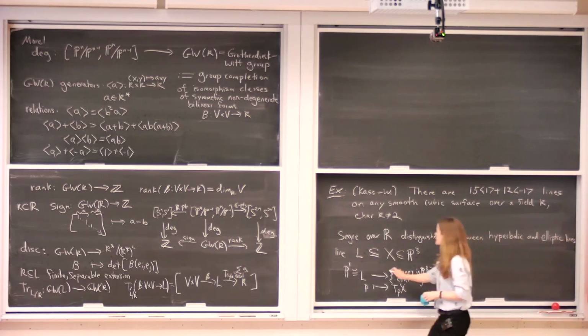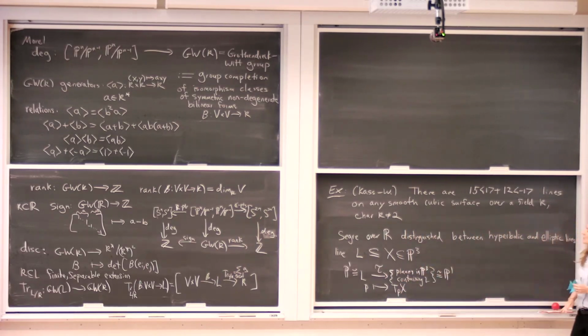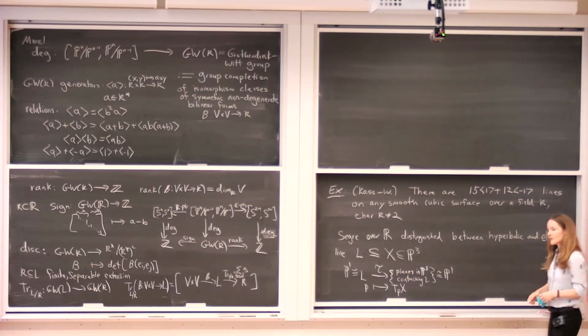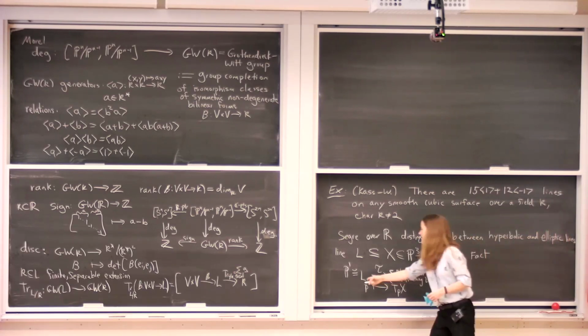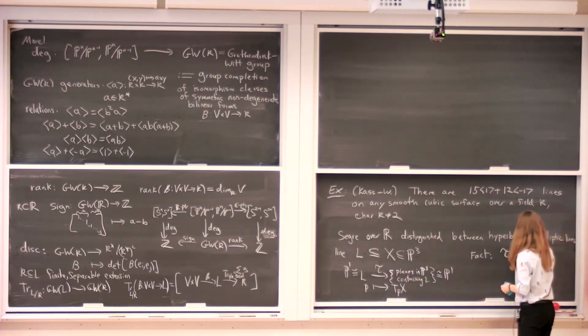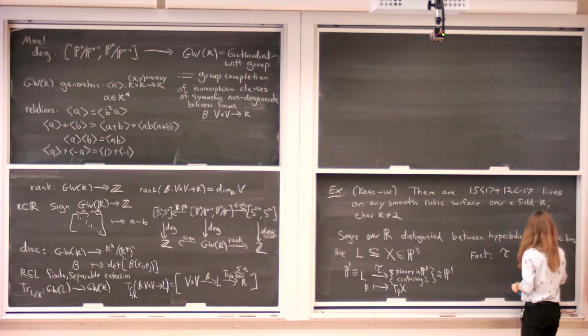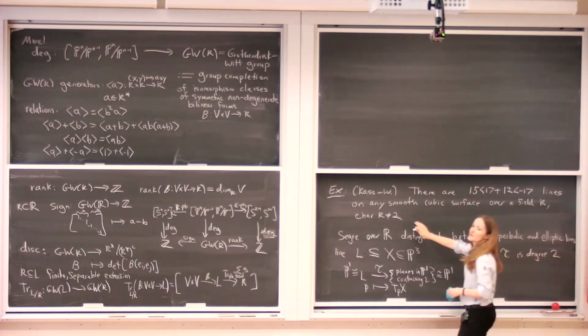Let's call this tau. Tau is a degree 2 cover because the intersection of a plane with that cubic surface is something of degree 3, but it contains a line. So it also contains a degree 2 part. And the two intersection points are the two points on the line that have that plane as its tangent space. So tau is degree 2. And since we're not in characteristic 2, that means it's a Galois cover.